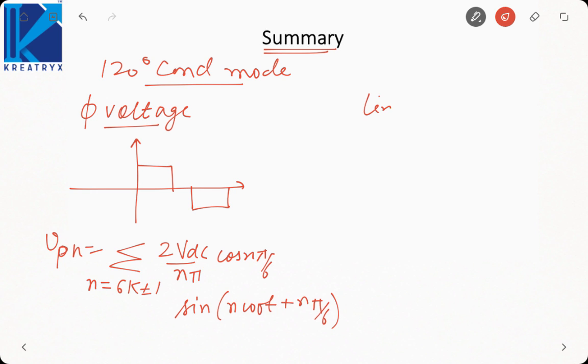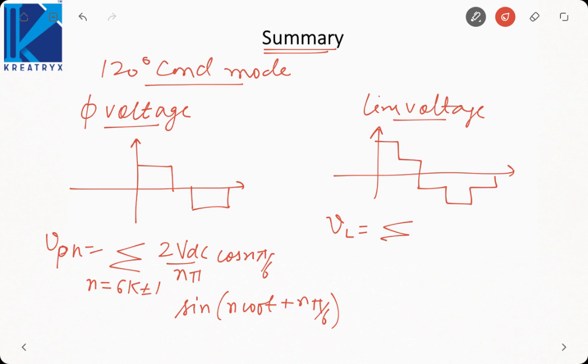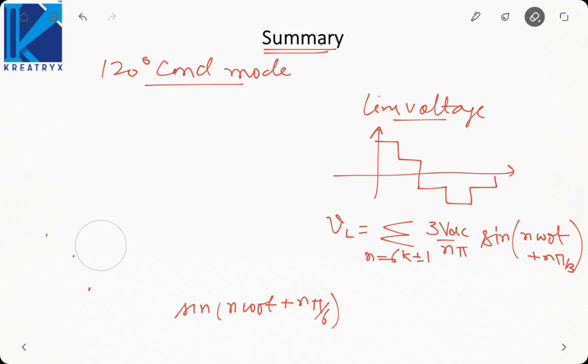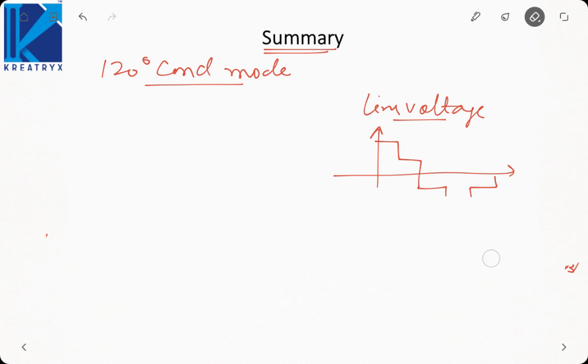Then we saw the line voltage, and then we saw its Fourier series. It was 3 VDC by n pi, cos of something, then sine of n omega naught t plus n pi by 3. Okay. Then we saw the relation between the fundamental and the total RMS values for phase and the line voltages.